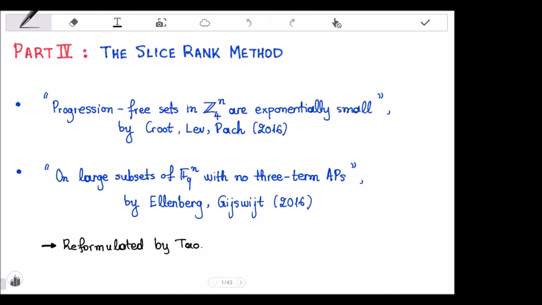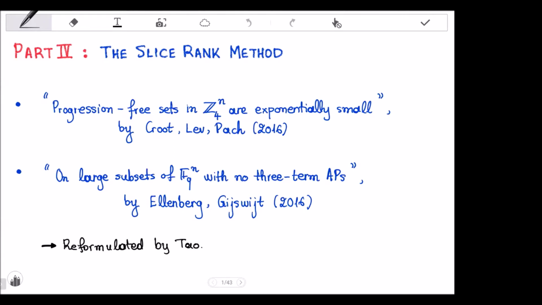Today we'll discuss a very different method to what we've been seeing so far, and it's known as the slice rank method. It was developed in 2016 to understand sets that contain no three-term arithmetic progressions.